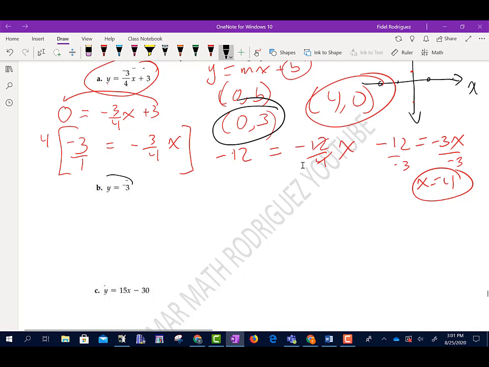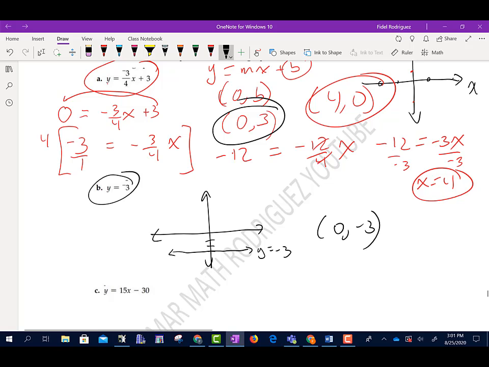So look at the next one here. It says y equals negative 3. Now remember what y equals negative 3 looks like? 1, 2, 3. Y equals negative 3 looks like that. Where does it hit the y-axis? At 0, negative 3. Now the next question is, does it ever hit the x-axis? Does it ever hit this line here? No. So there's no x-intercept, okay?